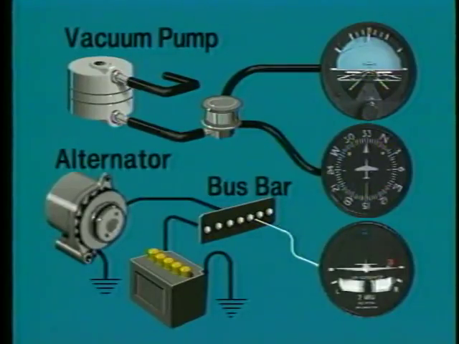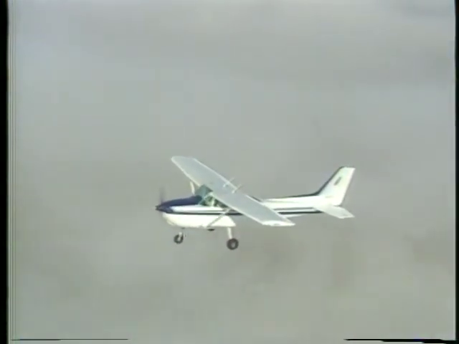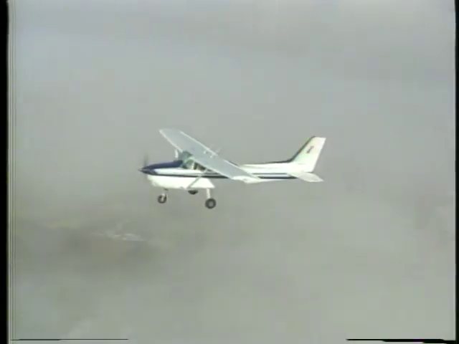On most small airplanes, the gyros in the attitude indicator and heading indicator are vacuum driven, while the turn coordinator is electrically powered. By having different power sources for the individual gyros, you'll have backup information if one system fails.